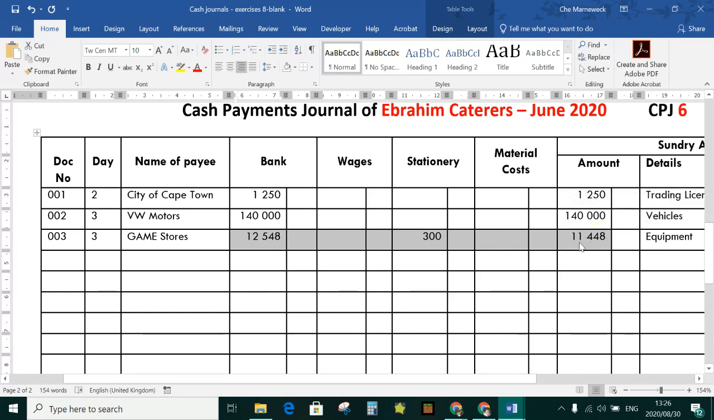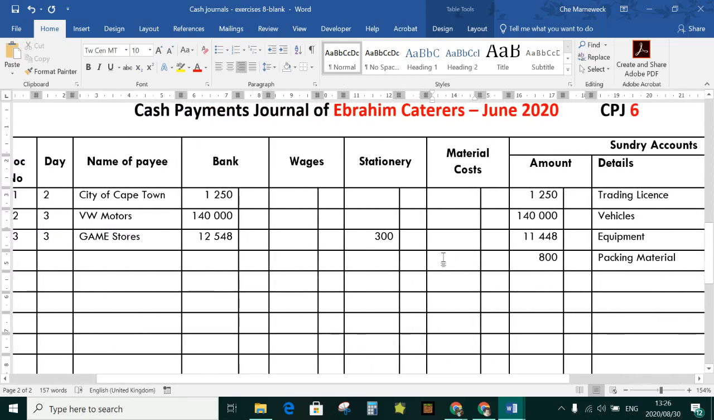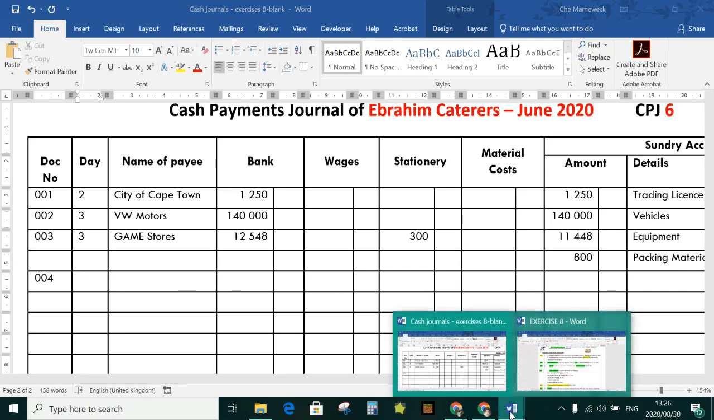But now when we get to our packing material of 800 Rand, packing material doesn't have its own column, so it's going to go to sundry. I drop that amount to the next line. Packing material. And make sure that nothing else is recorded on that line. Okay, and our next check number 004 will go afterwards.